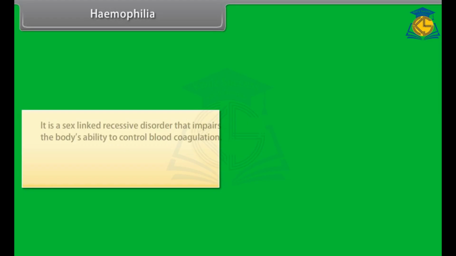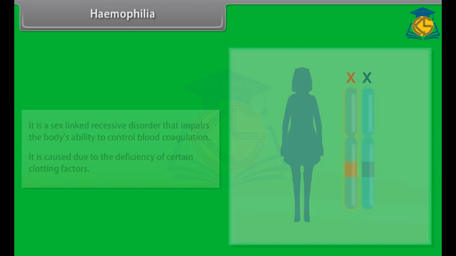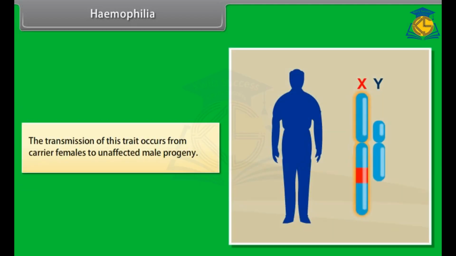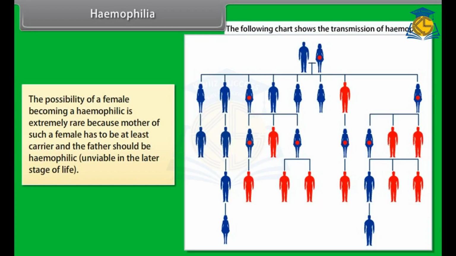Hemophilia. It is a sex-linked recessive disorder that impairs the body's ability to control blood coagulation. It is caused due to the deficiency of certain clotting factors. The transmission of this trait occurs from carrier females to unaffected male progeny. The possibility of a female becoming hemophilic is extremely rare because the mother of such a female has to be at least a carrier and the father should be hemophilic, who is unviable in the later stage of life.